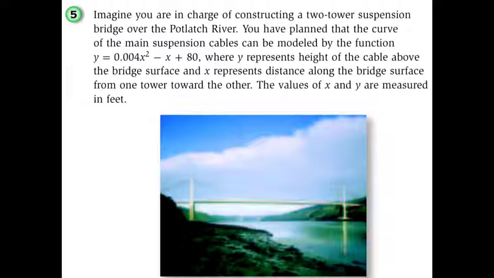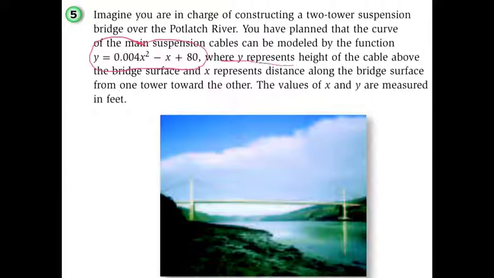It says, imagine you are in charge of constructing a 2-tower suspension bridge over the Potlatch River. You have planned the curve of the main suspension cables can be modeled by this function right here. And this is what our whole problem is going to be based on. Basically, I was reading through the problem and I came across an equation. I know that's what I'm going to have to use. And then it gives me some information.